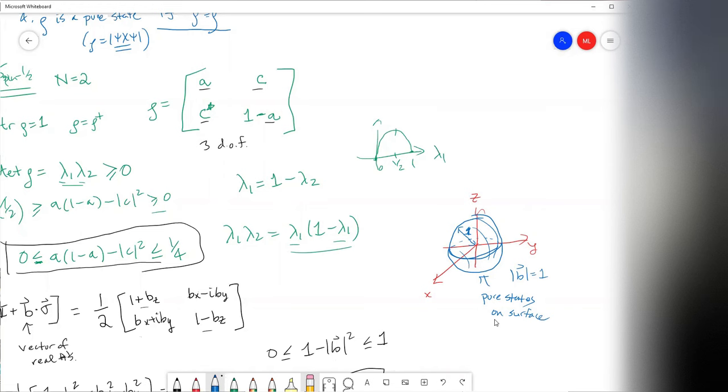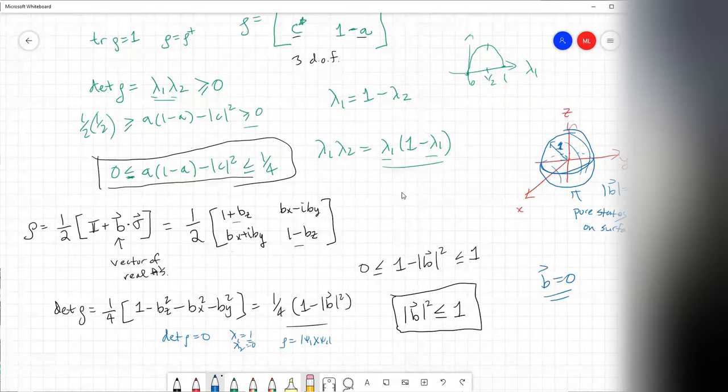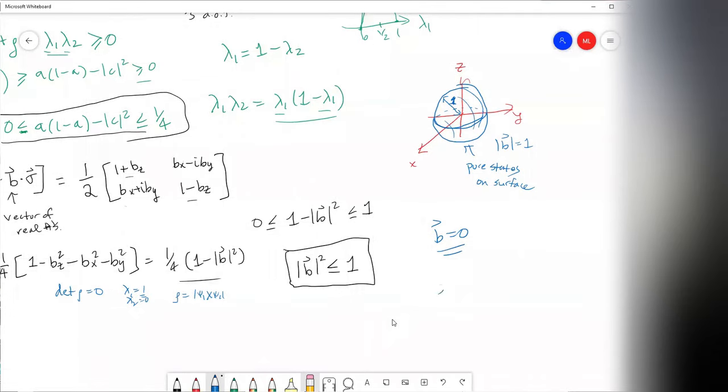And the closer you get to the origin of the sphere, so say you're at the origin, right? What if B is equal to 0? If you go back here, if B is equal to 0, then rho has a very simple form. It's just diagonal with halves on the diagonal. And this represents maximal uncertainty, right? Because there's a 50-50 chance of being in either the up or down state.